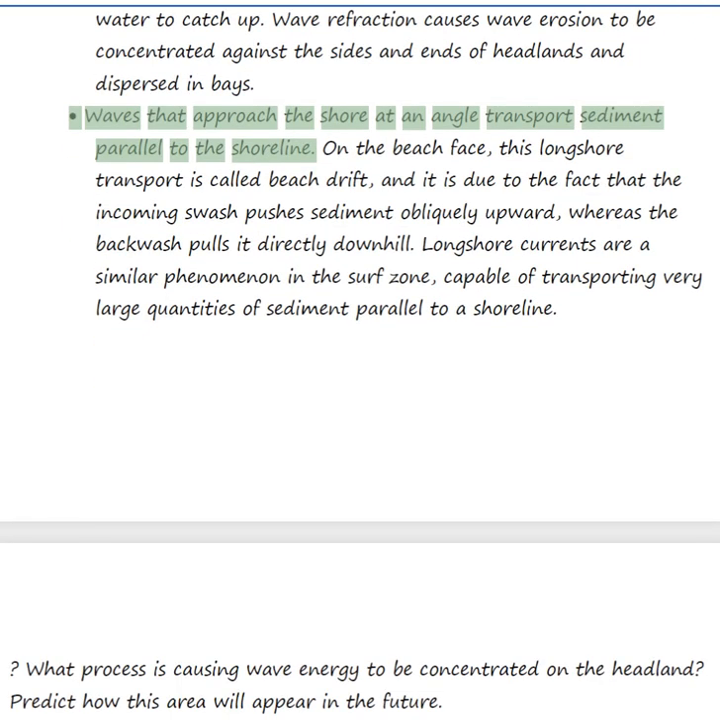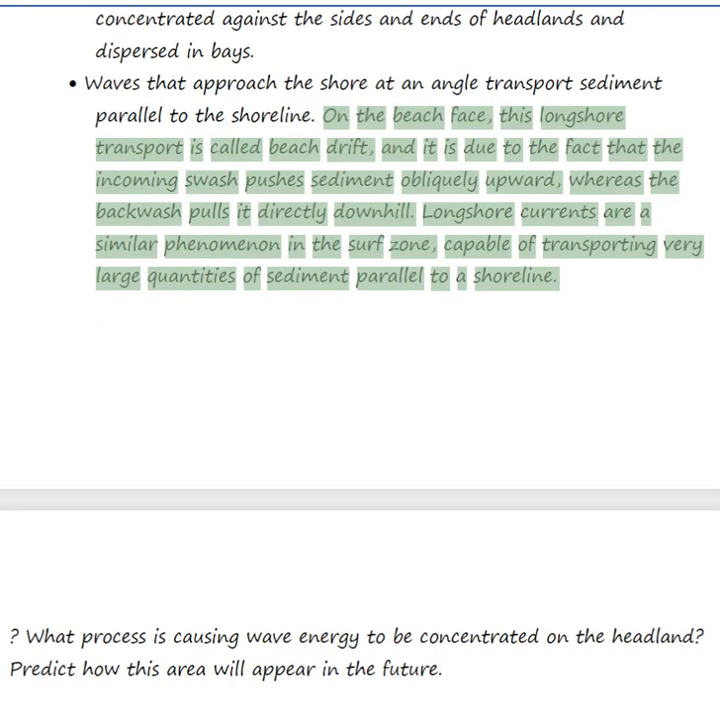Waves that approach the shore at an angle transport sediment parallel to the shoreline. On the beach face, this longshore transport is called beach drift, and it is due to the fact that the incoming swash pushes sediment obliquely upward, whereas the backwash pulls it directly downhill. Longshore currents are a similar phenomenon in the surf zone, capable of transporting very large quantities of sediment parallel to a shoreline.